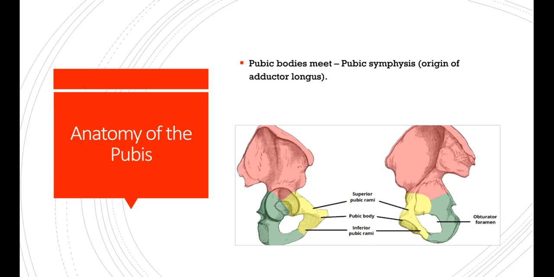The pubis is another bone of the hip, and the part where the pubic bodies meet is called the pubic symphysis, and this is the origin of the adductor longus muscle. And the pubic symphysis allows connection between both sides of the hip, and the inferior pubic ramus is the origin of the gracilis muscle, as well as the origin of the adductor magnus muscle.